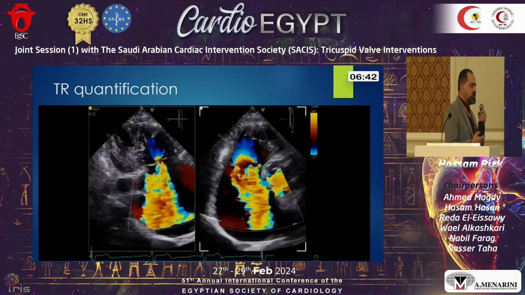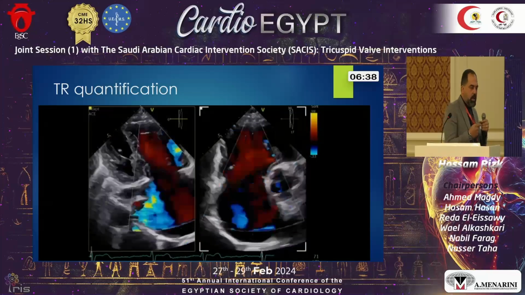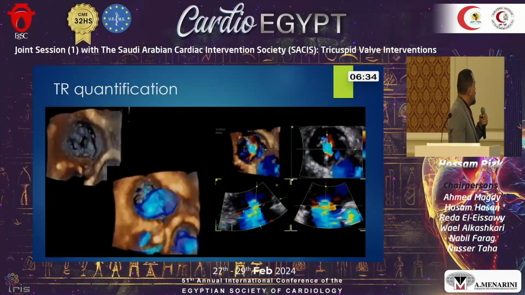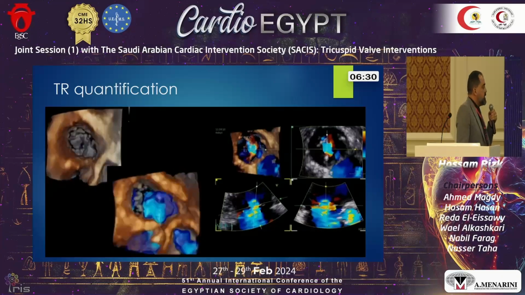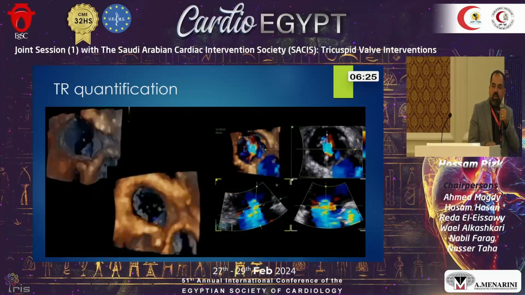The vena contracta area of the tricuspid is not circular. It's somewhat oblong, or it may be saddle shaped. We can also quantify the tricuspid regurgitation using the 3D mode by measuring the vena contracta area.